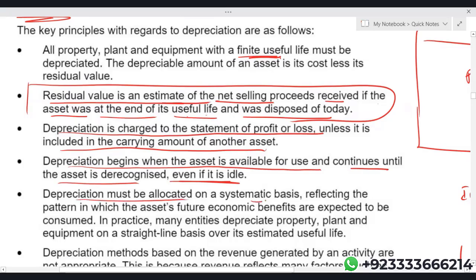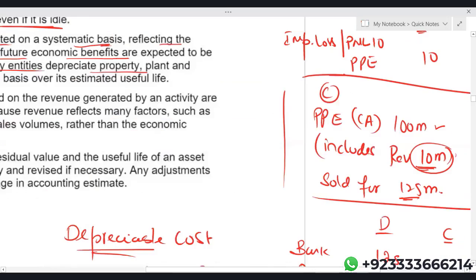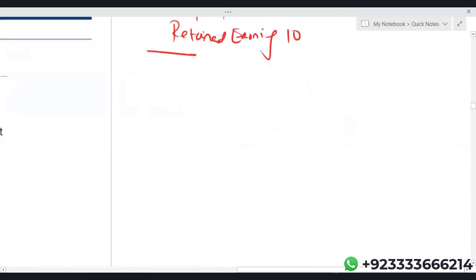Depreciation must be allocated on a systematic basis, reflecting the pattern in which the asset's future economic benefits are expected to be consumed. In practice, many entities depreciate property, plant and equipment on a straight line basis. Now, let me explain. According to IAS 16, you have to depreciate the asset, obviously, over its useful life. So depreciable cost will be depreciated over the useful life of the asset.